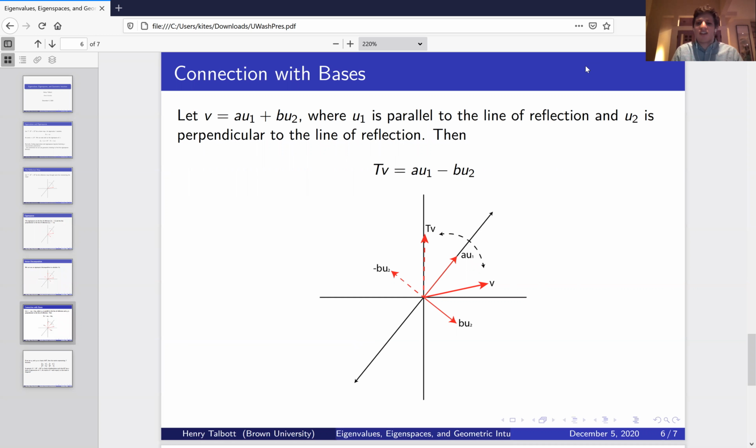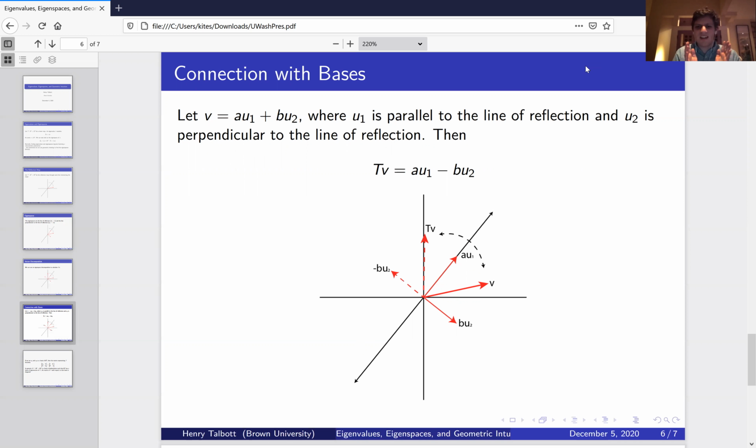Let's add some more notation. Let u1 be a unit vector that's parallel to the line of reflection, and let u2 be another unit vector that's perpendicular to the line of reflection. These two vectors are perpendicular, therefore they're linearly independent, and they form a basis for R squared. This means that for any v in R squared, we can write v equals a u1 plus b u2, where a and b are simply a pair of real numbers. This is kind of the same thing we were doing before when we took projections.